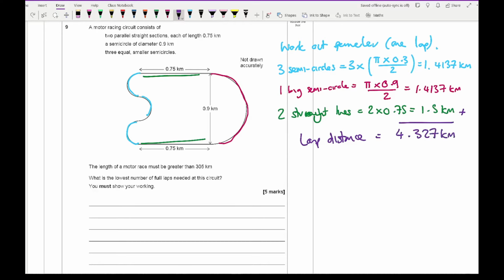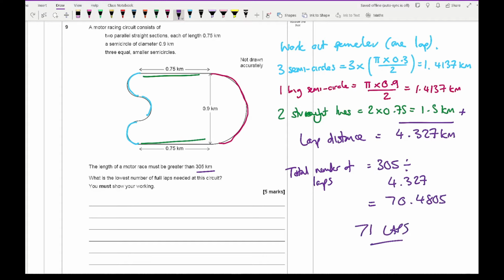Then in terms of the total number of laps, I do the minimum distance, which is 305 divided by the lap distance, and that gives me an answer of around about 70.485. So the total number of laps needed is going to be 71 laps.